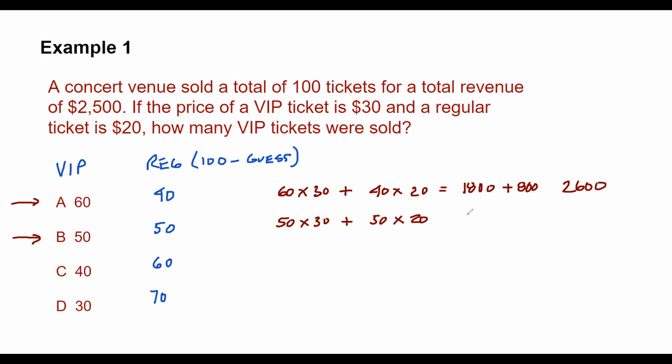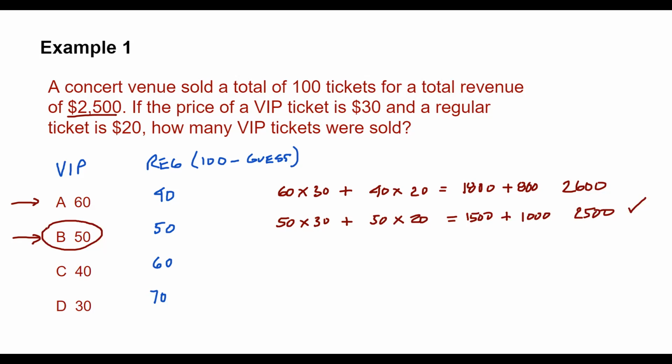50 times 30 is 1,500. You can do that all at once in your calculator. I'm just doing it step by step because I'm doing it by hand. 1,500 plus 1,000, 2,500. That's what we were looking for, a total of 2,500. This must be our answer. 50 VIP tickets were sold. That's how we would answer that question.